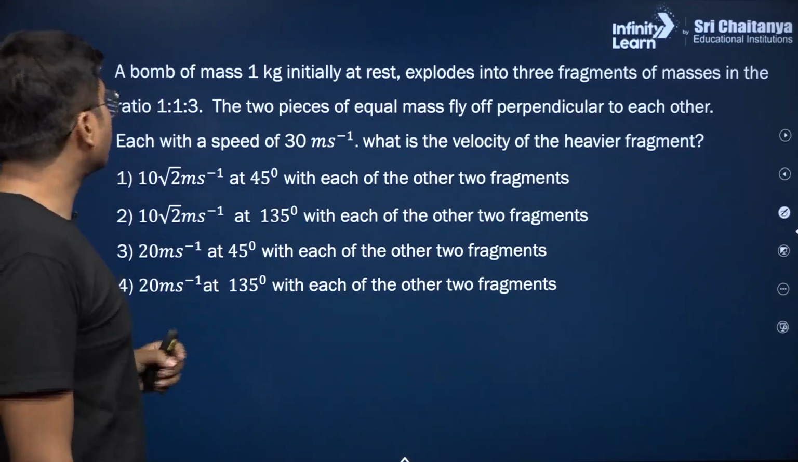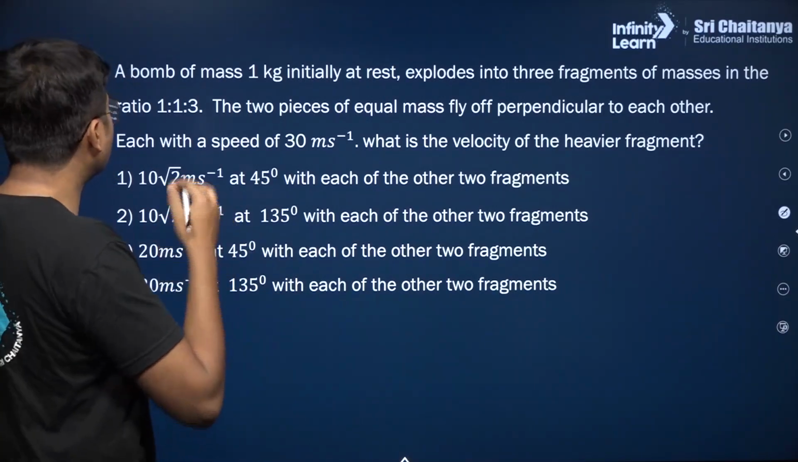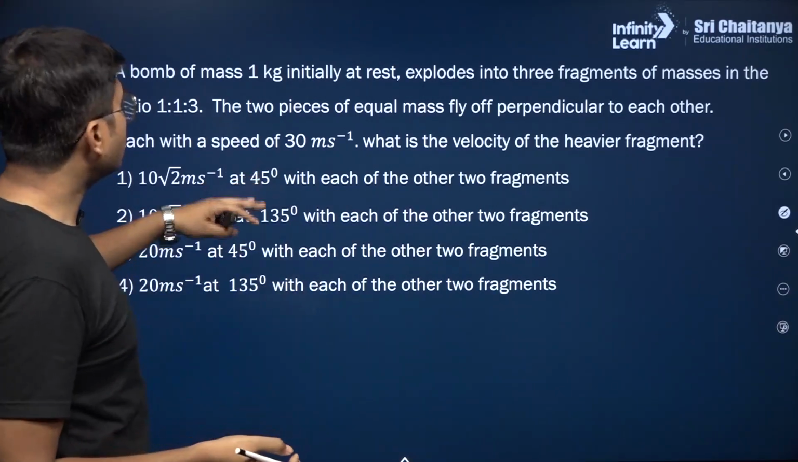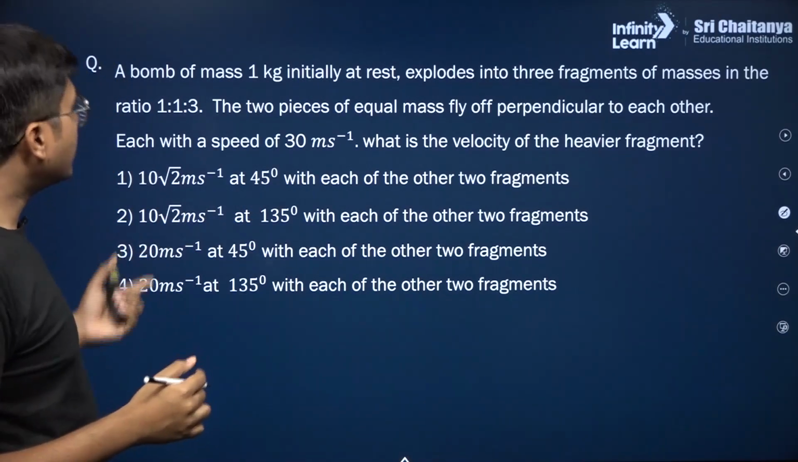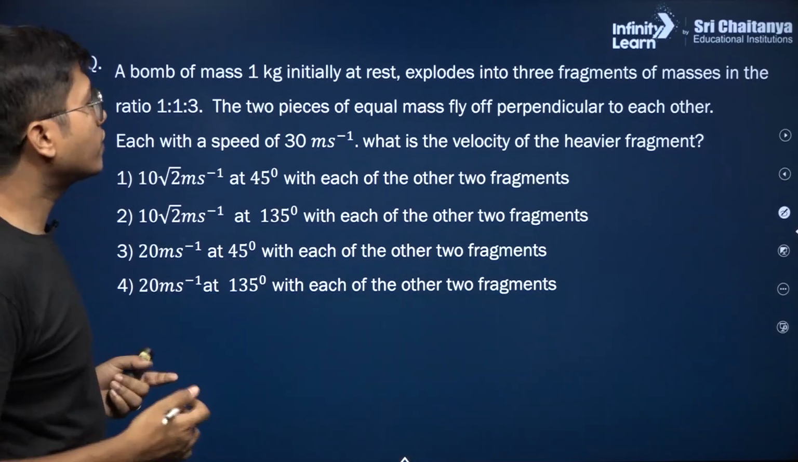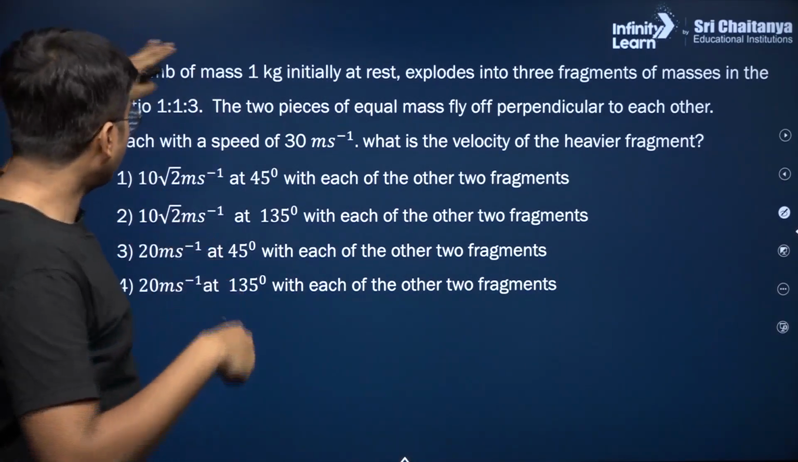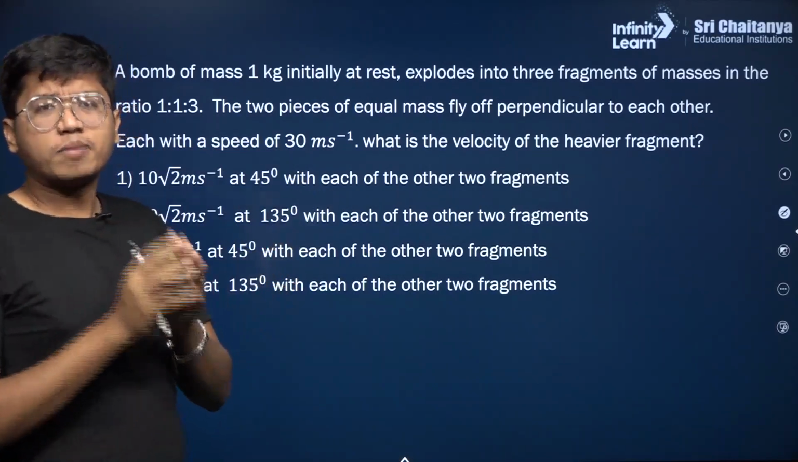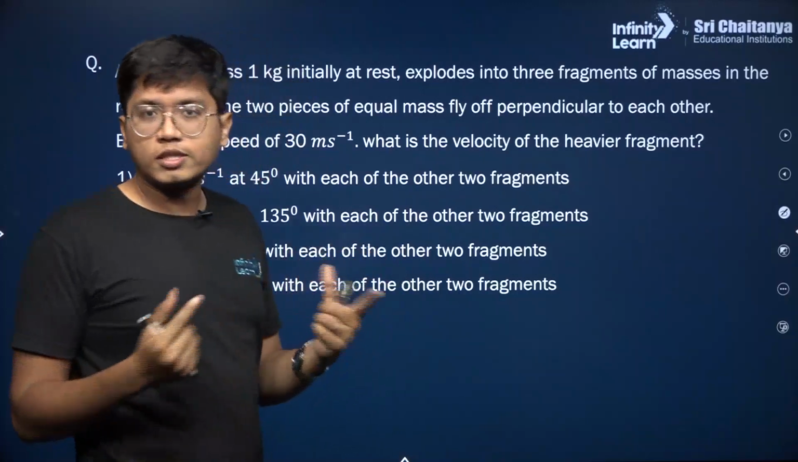Next, a bomb of mass 1 kg initially at rest explodes into 3 fragments, masses in the ratio 1:1:3. The 2 pieces of equal mass fly off perpendicular to each other with speed of 30 meters per second. What is the velocity of the heavier fragment? Now we can break this down and find each of the components, but we can use some intuition, right? We can use some tricks to do this a bit quicker.